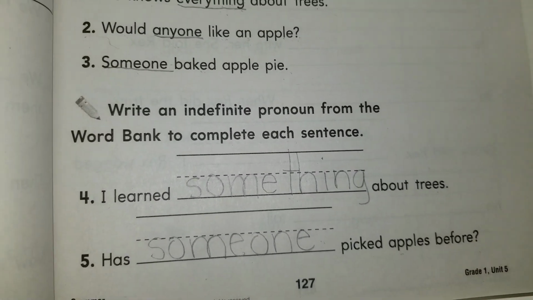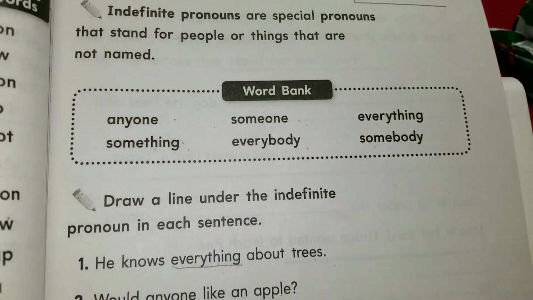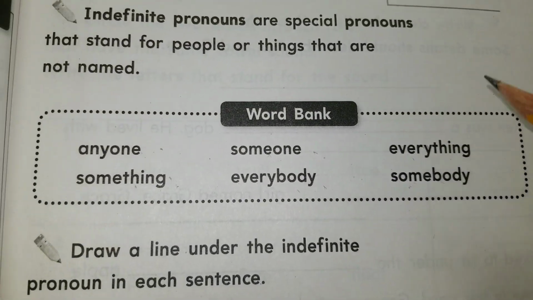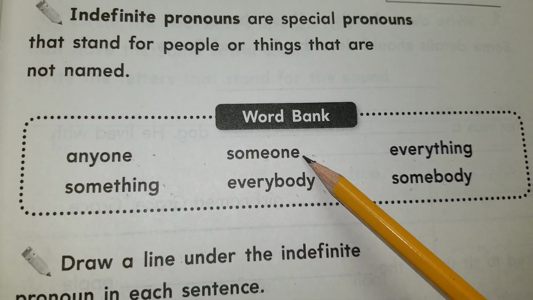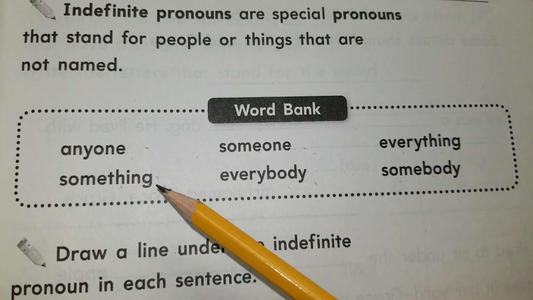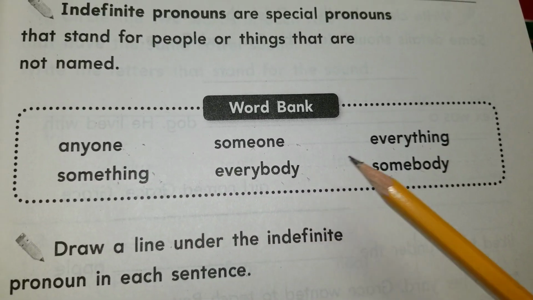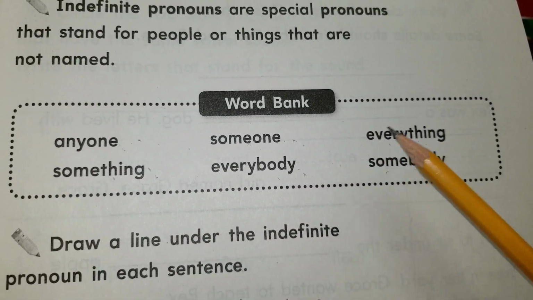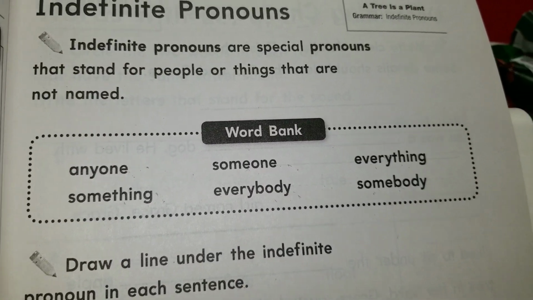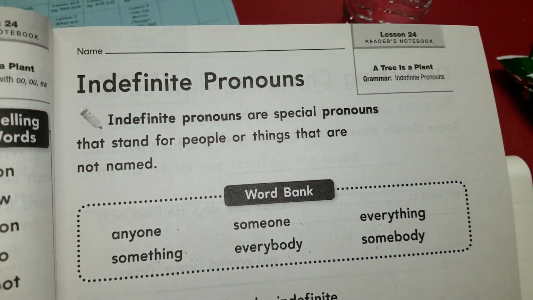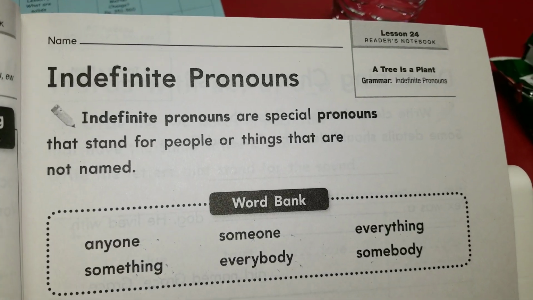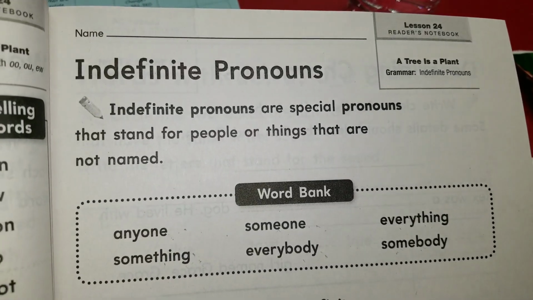Alright, boys and girls. So once again, let's take a quick look back at the indefinite pronouns, and then we'll move on to our next page. So we have anyone, someone, everything, something, everybody, and somebody. These are called indefinite pronouns. And do not forget to please write your name and last name at the top of the page.